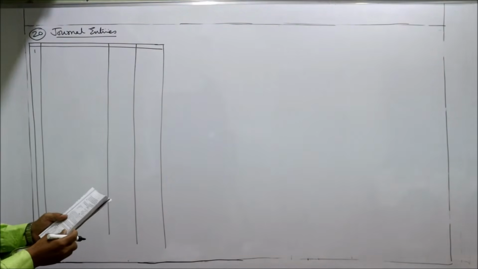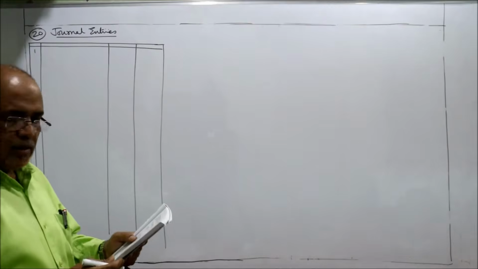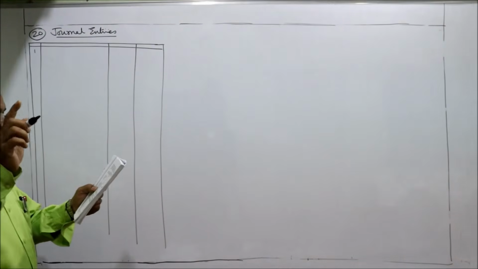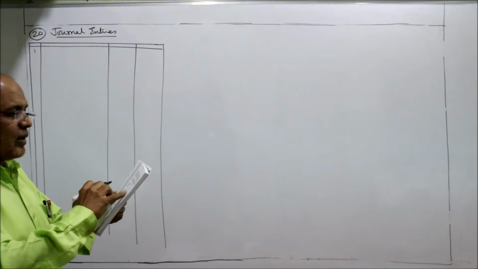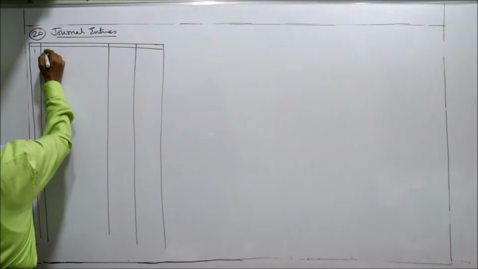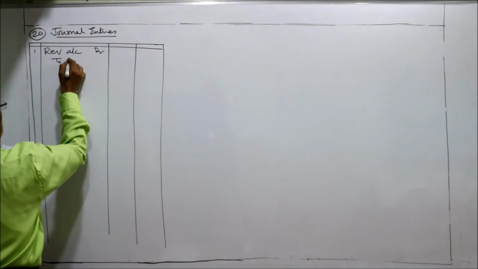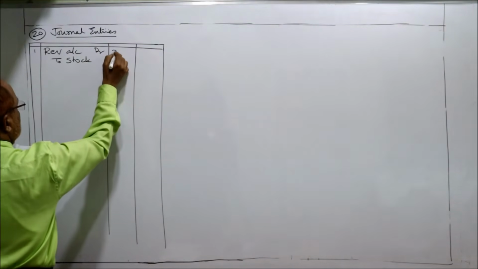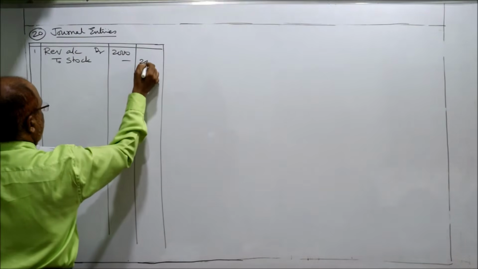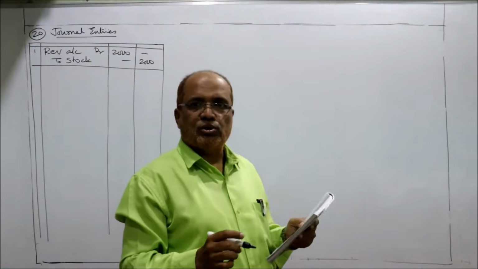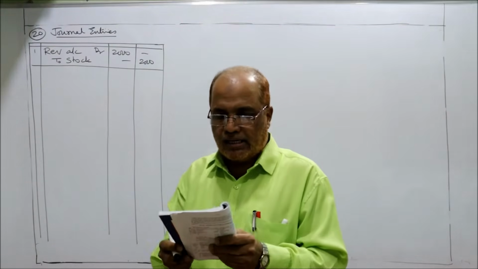First entry. Goodwill. First of all, we make the revaluation. Stock to be agreed as worth rupees 10,000. Book value of stock is 12,000. So revaluation account debtor to stock account 2,000. Being the value of stock decreased.